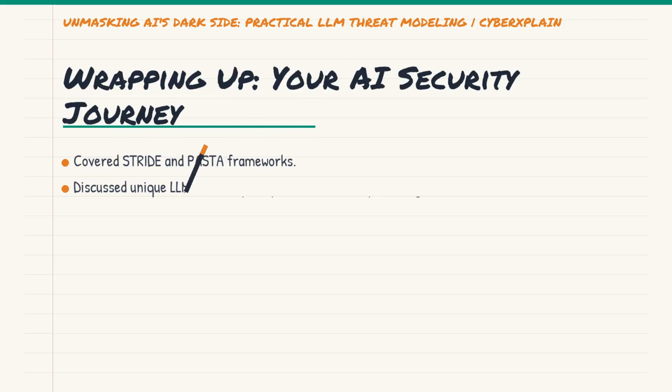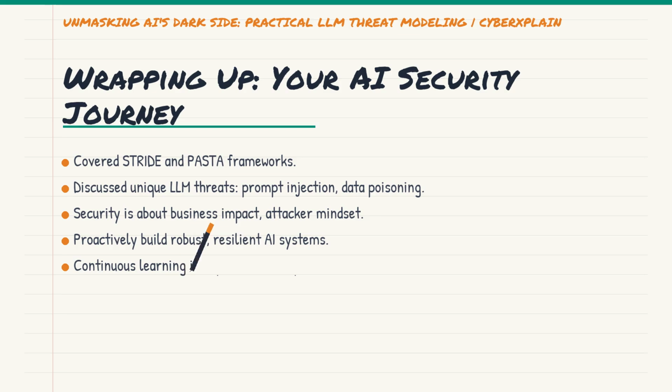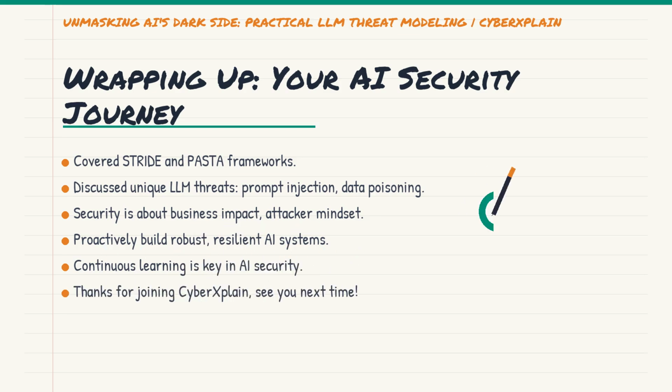Alright, we've covered a lot today. From the foundational STRIDE and PASTA frameworks to the unique threats facing LLMs like prompt injection and training data poisoning. Remember, securing your AI applications isn't just a technical task, it's about understanding business impact, thinking like an attacker, and building defense in depth. By actively engaging in threat modeling, you are not just reacting to incidents, you are proactively building robust, resilient, and trustworthy AI systems.